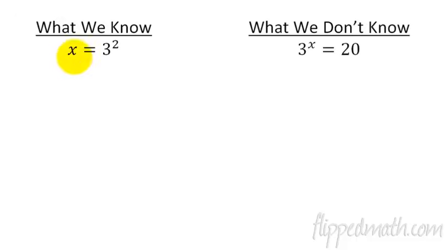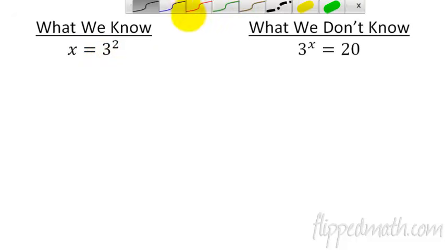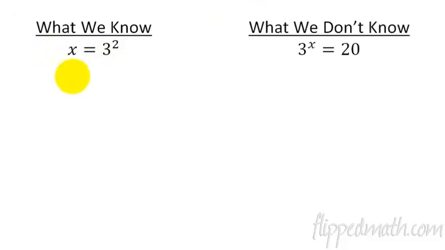So what do we know here? I wanted to talk about how we solve x equals 3 squared. That is something that you will be familiar with. That's real simple. It's just x equals 9. Okay, we can do that. We know how to. But what if we don't know what the exponent is, 3 raised to the x? This is something we haven't learned how to do yet.